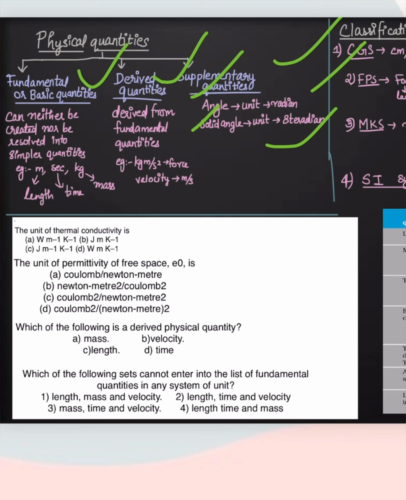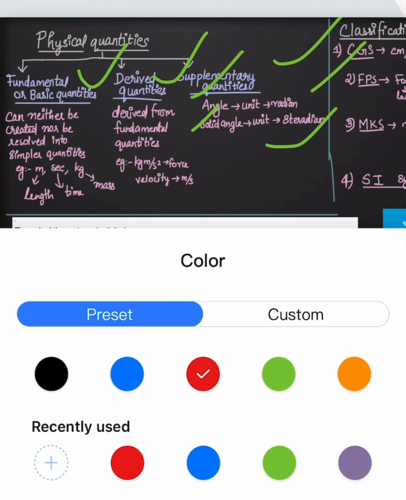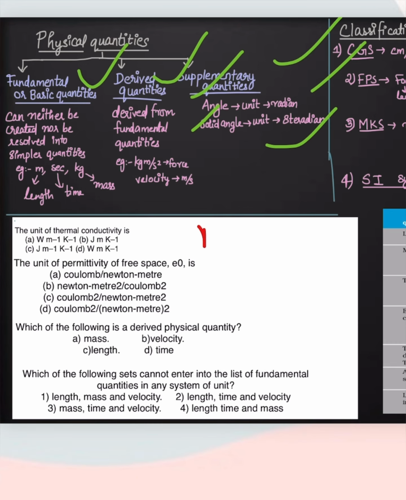Okay. The unit of thermal conductivity. What is meant by thermal conductivity? Suppose this is a rod, and we are heating this rod continuously from here. The temperature at this end of the rod is T1, and this end has temperature T2.